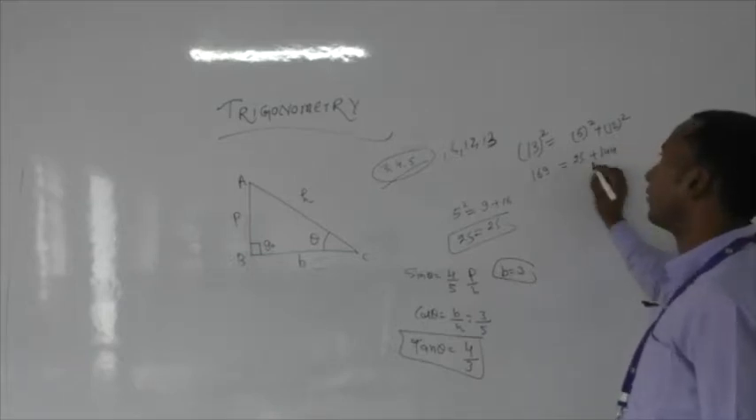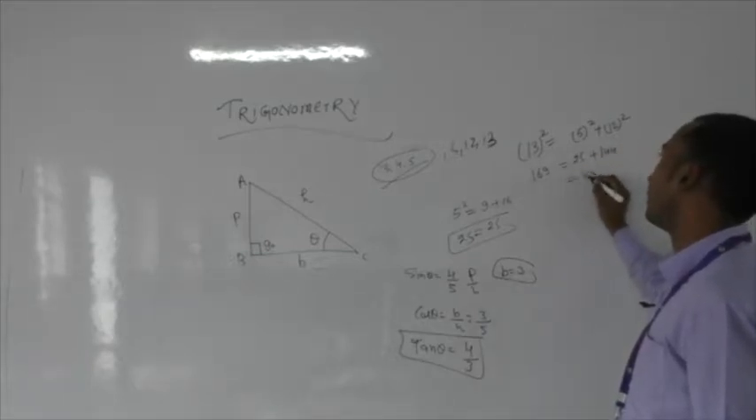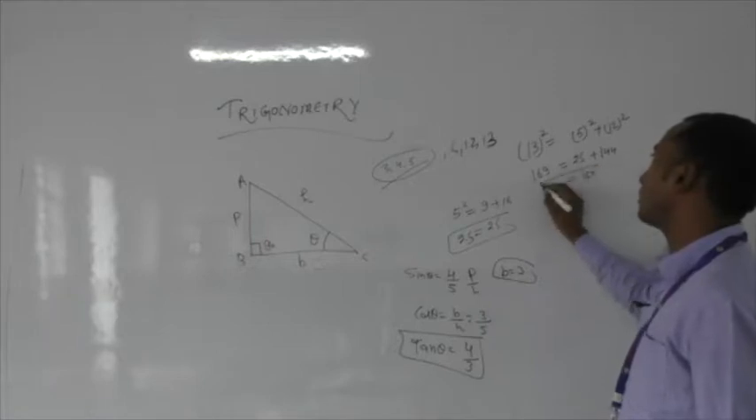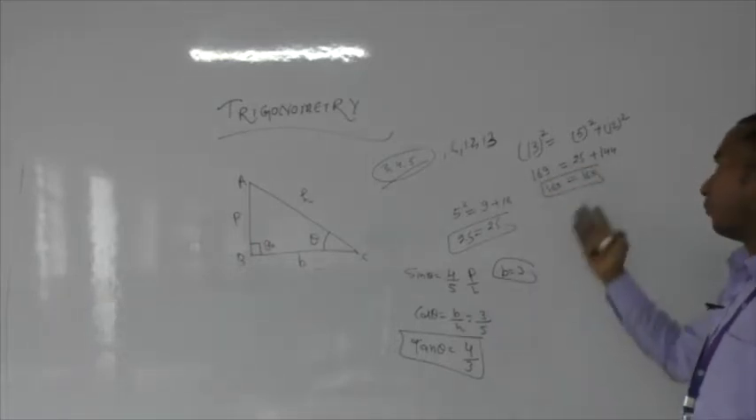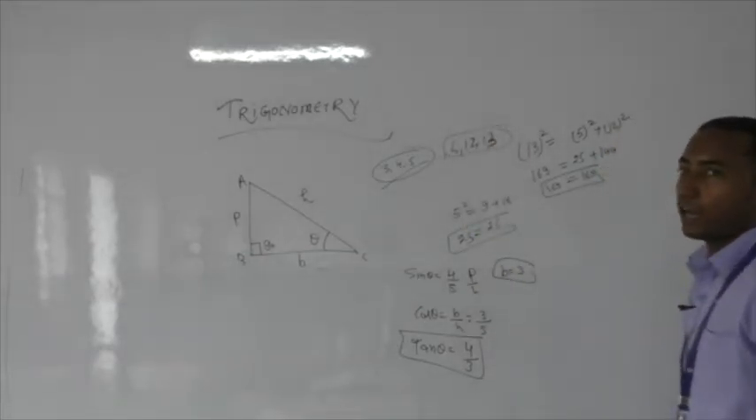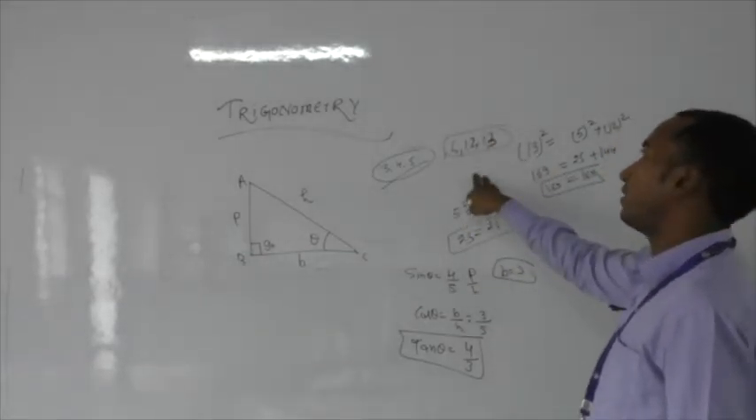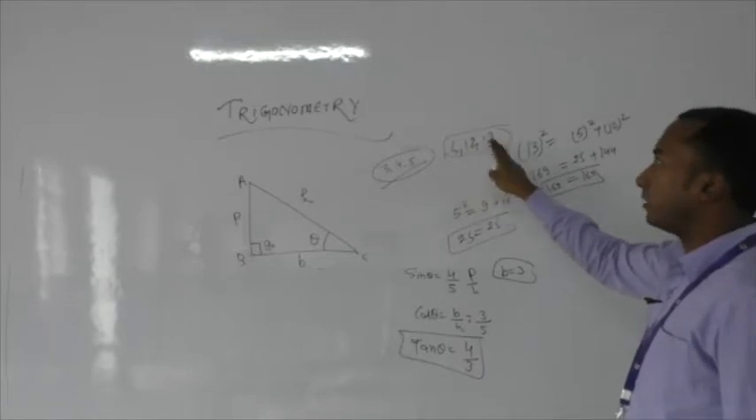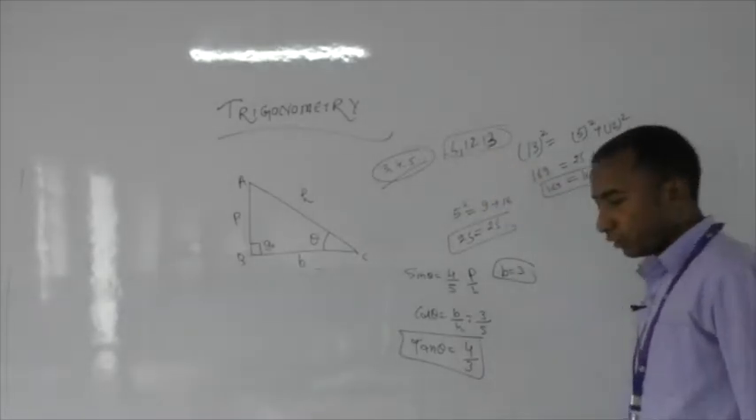If you add 25 plus 144, you will get 169. So 169 is equal to 169. Now both sides are equal. If both sides are equal, then these three sides form a right-angled triangle. So this is also a type of Pythagorean triplet. 5, 12, 13 is a Pythagorean triplet.